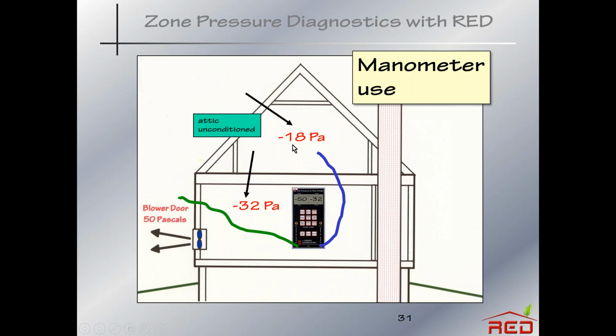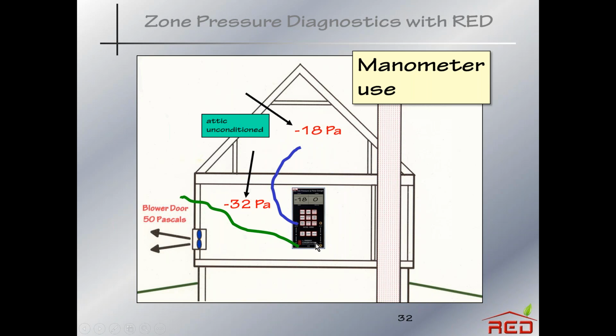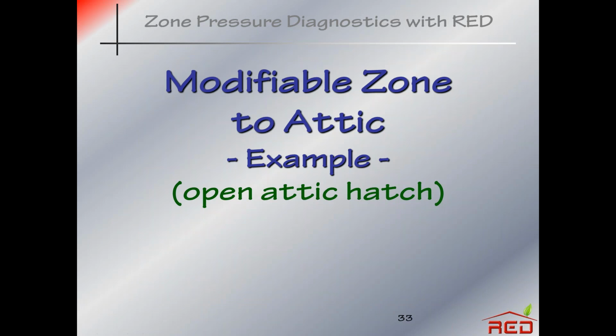Well, how can we check that without moving? We can just move the blue hose on the manometer like this. So if we move that hose, now we have the zone with reference to the outdoors, and that is 18. So as I said a minute ago, this is what I really had trouble with when I was learning about ZPD. So let's do an example using the RED tool, and we'll do an example to an attic.